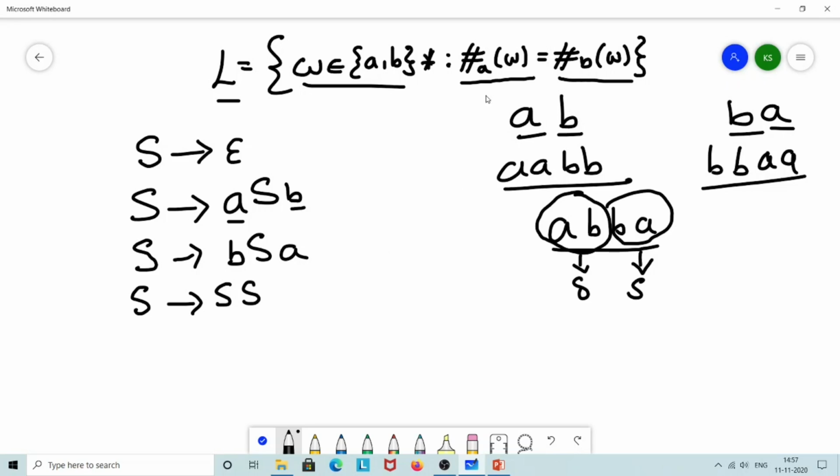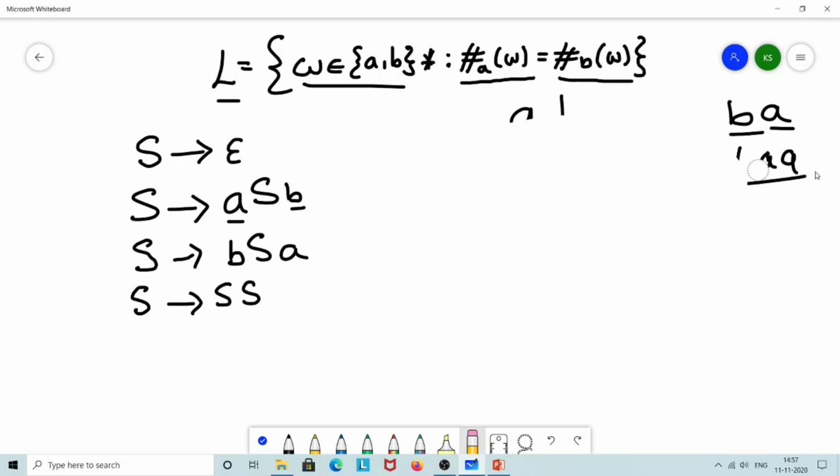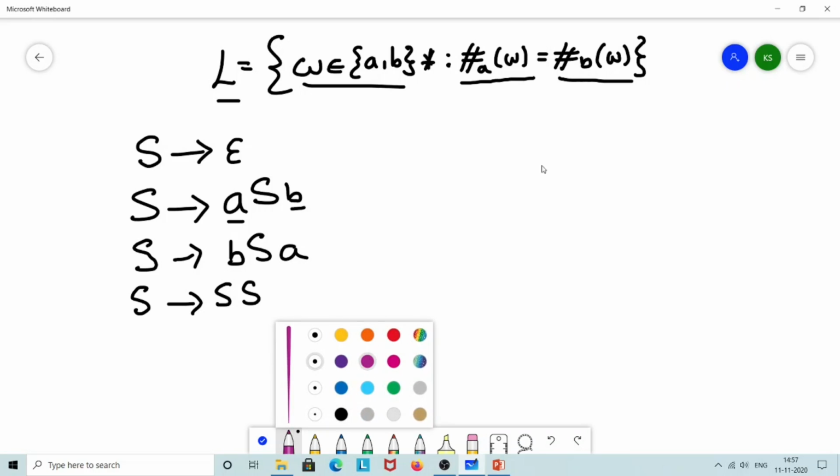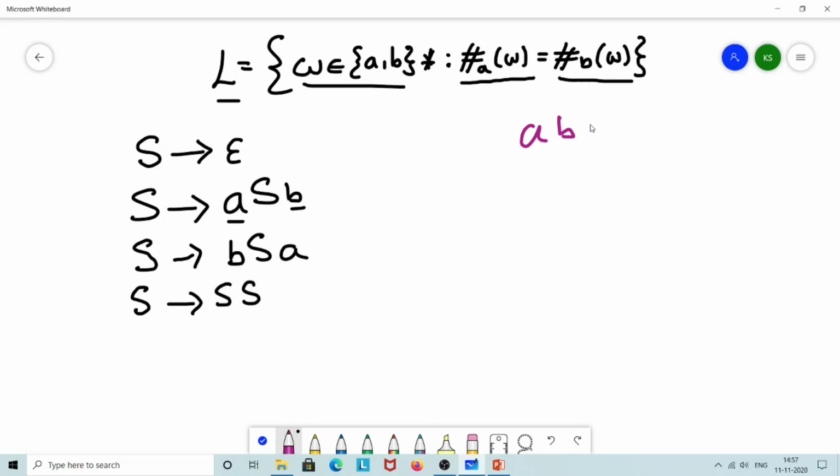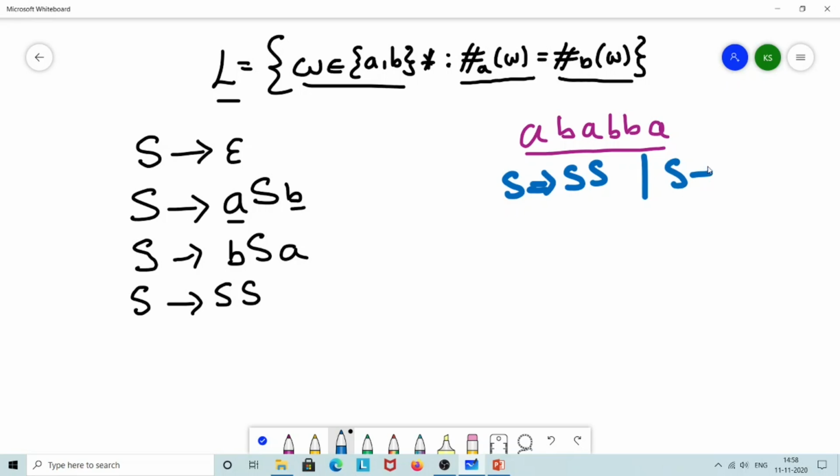So this is about equal number of a and b. Let us take a small example derivation: a b a b b a. Will I be able to generate this? This has an equal number of a's and b's, right? 3 a's and 3 b's. So what rule do I have to apply? The first one is I have to make use of S gives SS, right? This first S can be evaluated to aSb.